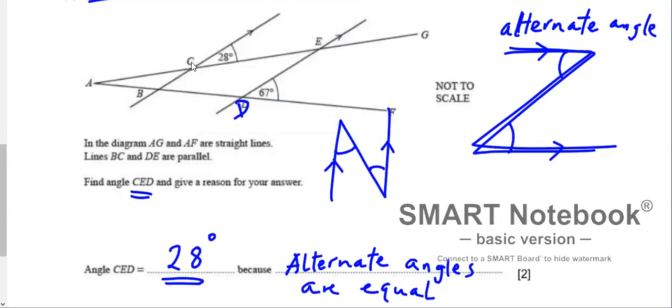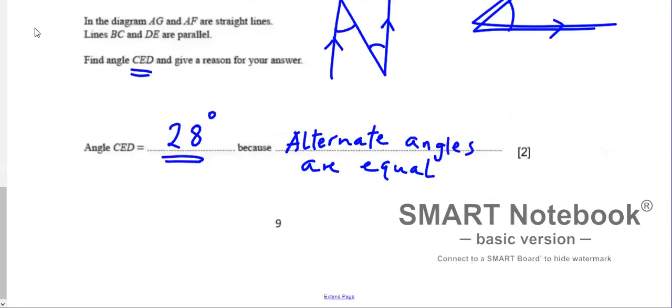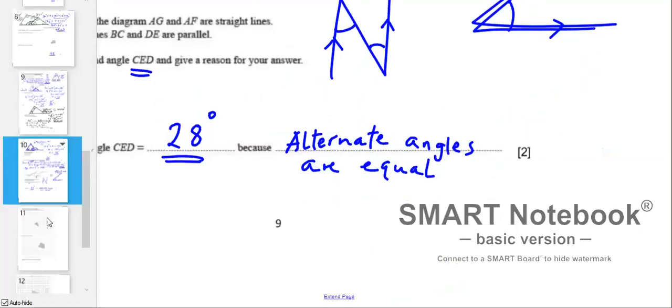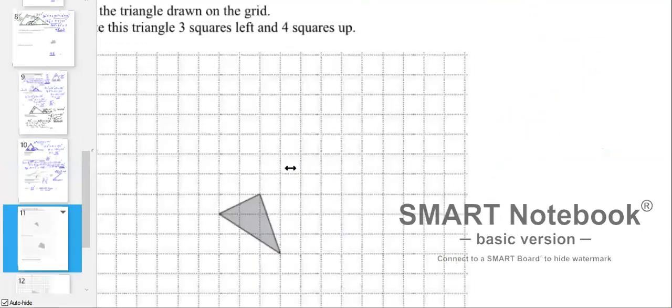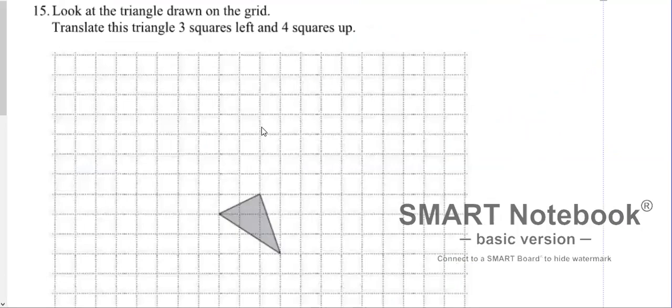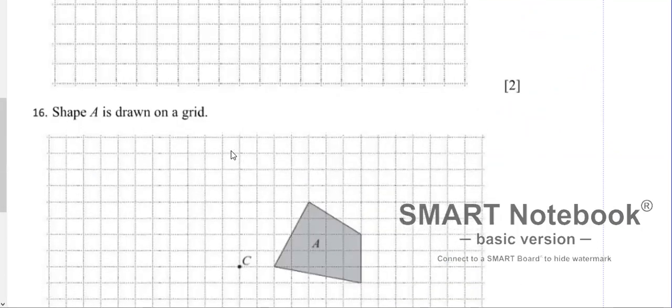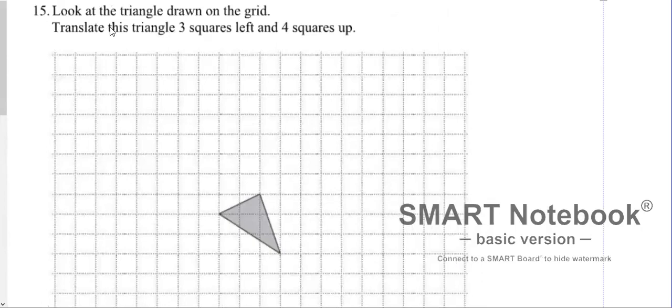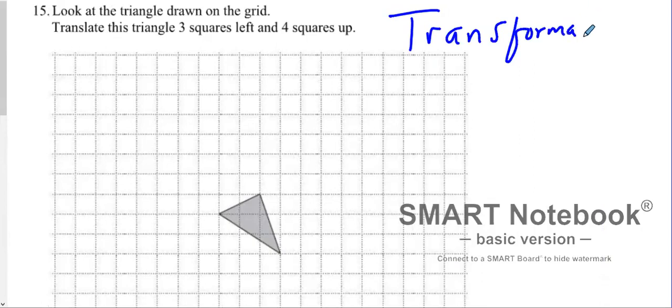All right, so CED will be equal to 28 degrees. Now, another question is question number 15. But this question number 15 is on the topic of transformation. So we are done with graphs, we are done with angles, then we have moved on to the topic of transformation.